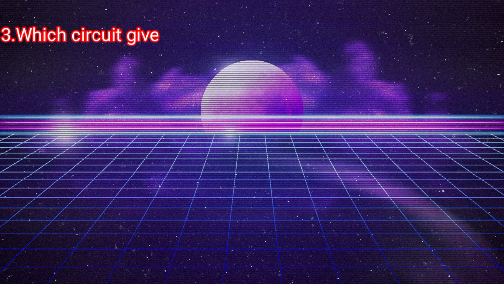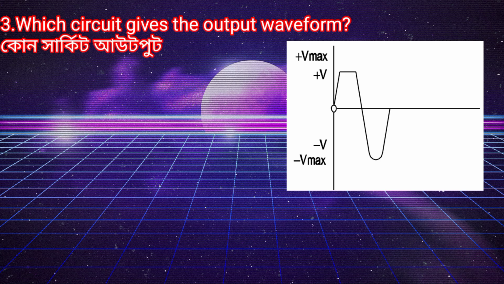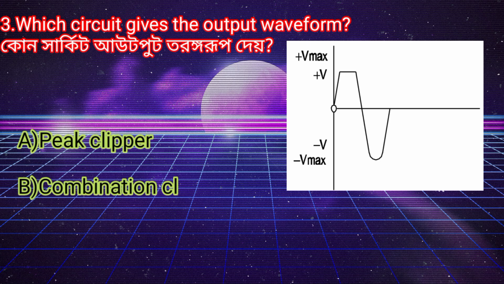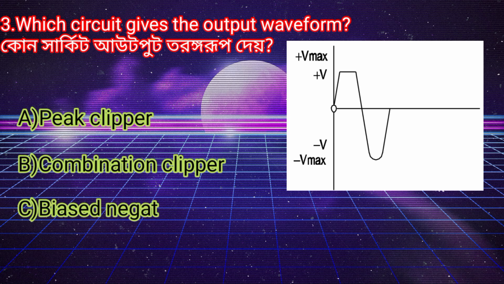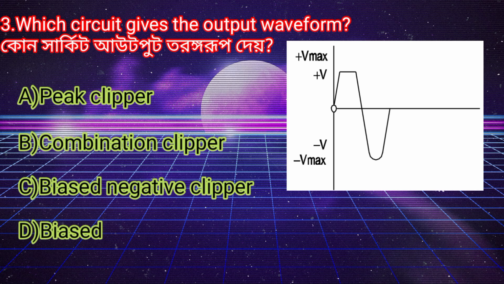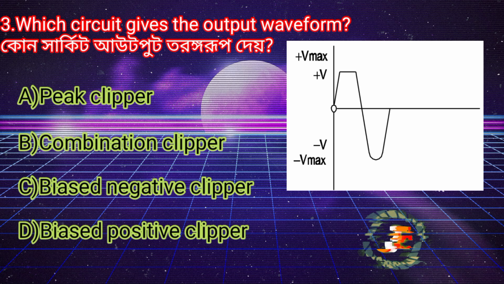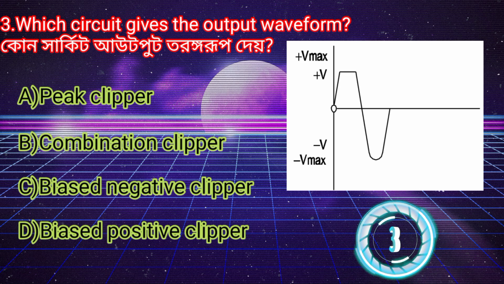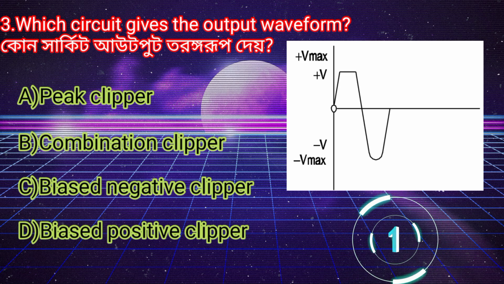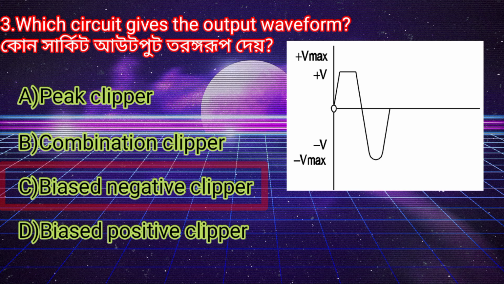Which circuit gives the output waveform? Option A, peak clipper. Option B, combination clipper. Option C, biased negative clipper. Option D, biased positive clipper. উত্তর হবে option D, biased positive clipper.